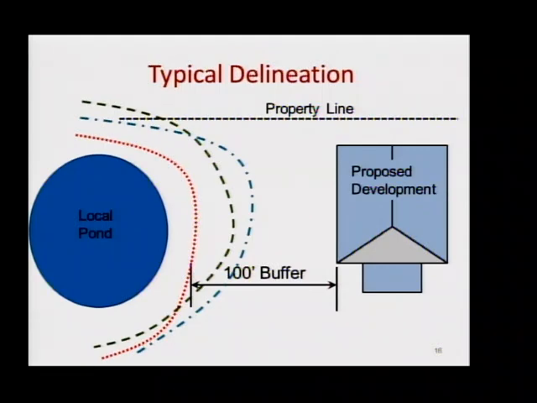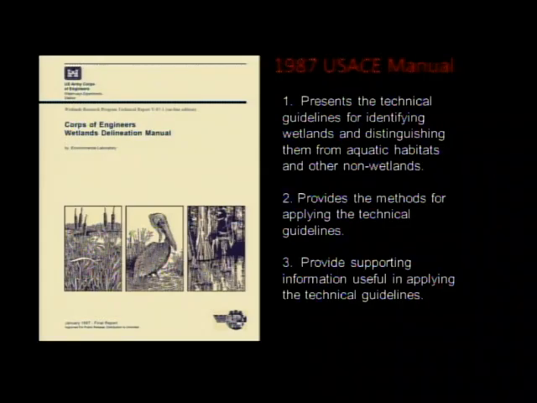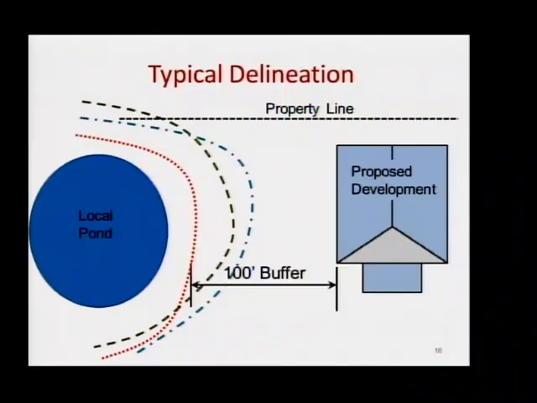If it is determined the wetland ends where the red line is located, the development would not encroach into the wetland buffer. However, if the green or turquoise line demarcates the wetland boundary, the development would interfere with the wetland buffer and will need to be moved to ensure proper wetland protection.